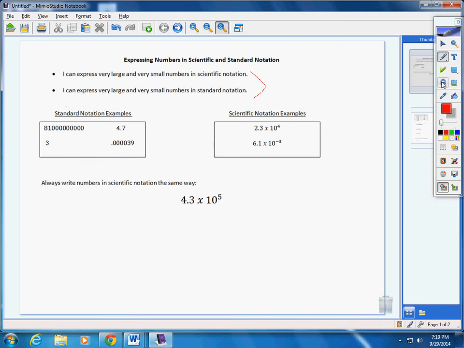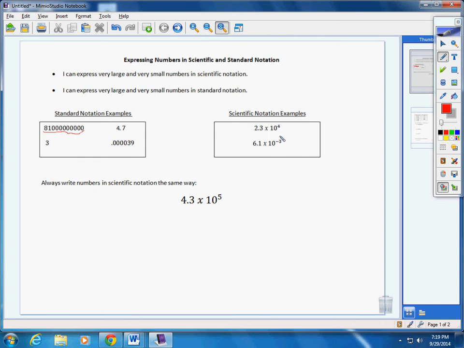I'm pretty sure you can already do the second one, folks, because all that's saying is these standard notation examples right here are expressed in standard notation. Standard notation is just how you would normally write a number. 3 is how you would normally write the number 3, and 4.7 is how you would normally write the number 4.7. However, when we pop over here to the right, we see that scientific notation examples are slightly different.